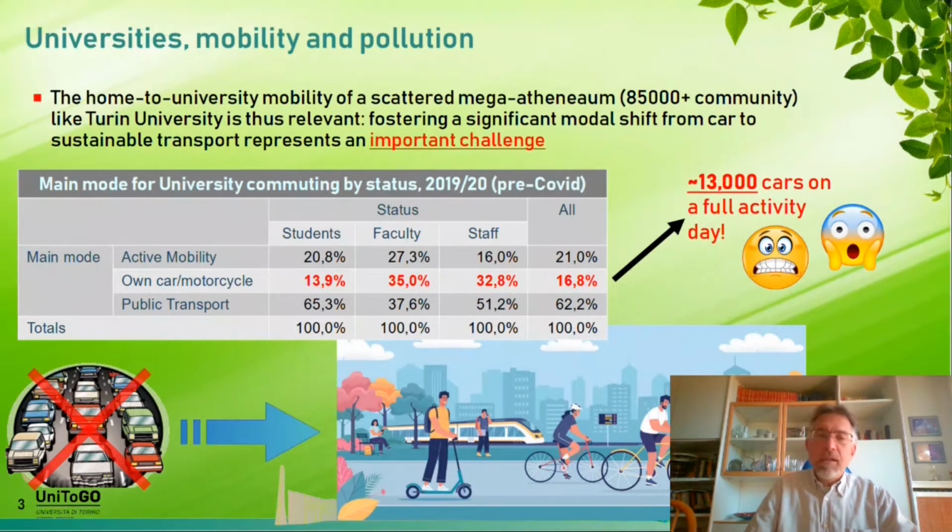You can see here the modal split that we derived from recent surveys. As you can see, the car use is not as high as other modes of transport, fortunately, but still 17% of people coming to university by car every day means, if you report the percentage to the universe, about 13,000 cars on a full activity day.